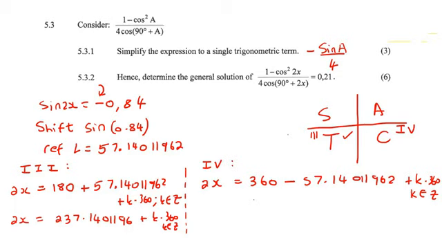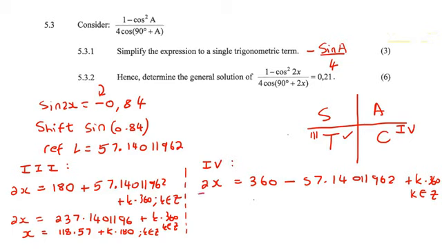Then to get x alone, you're just going to divide everything by 2. So you're just going to divide that one by 2. And so you're going to end up getting 118.57 plus k times 180. So it's important that you also divide this one by 2. Okay? So you divide that one by 2, and then k is an element of Z.